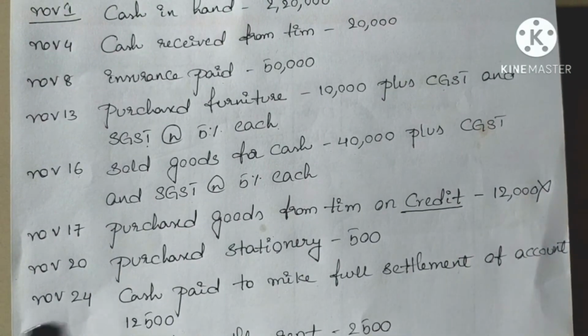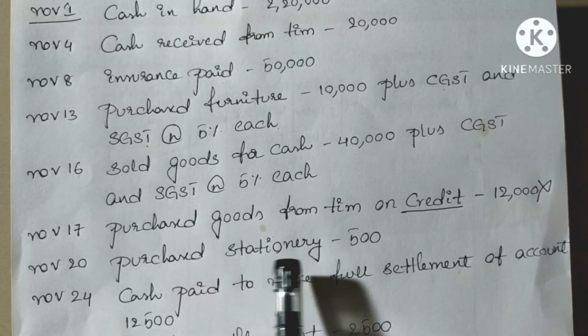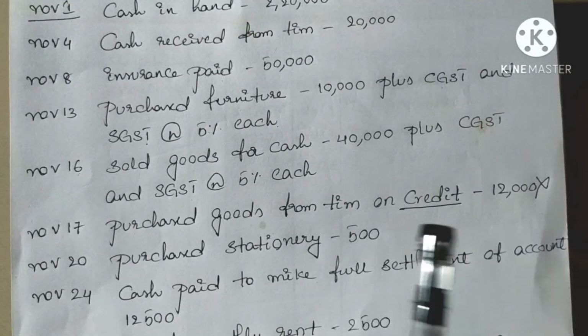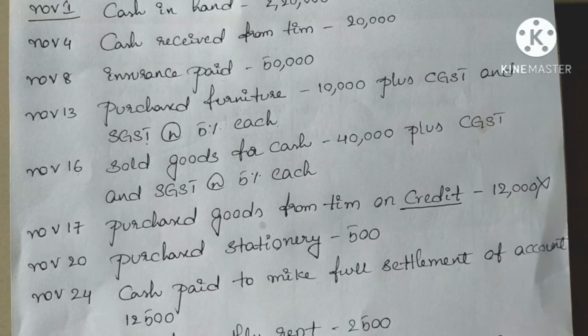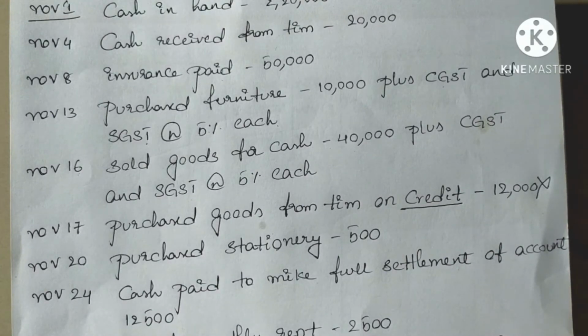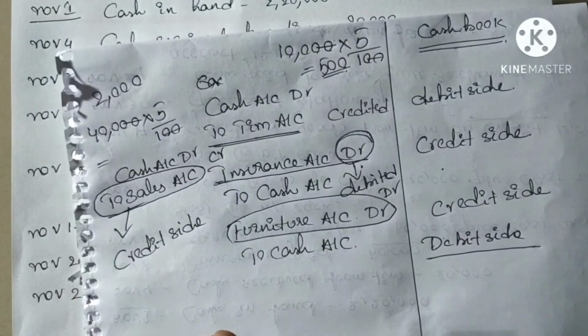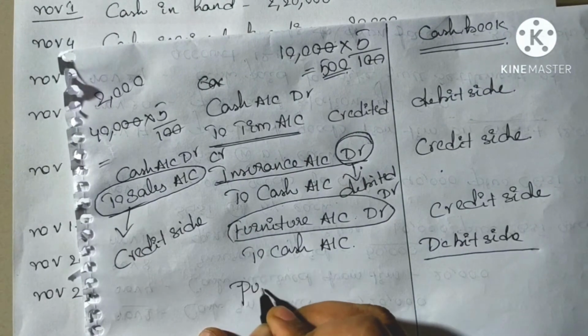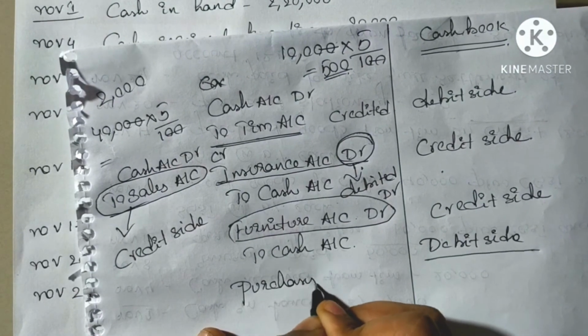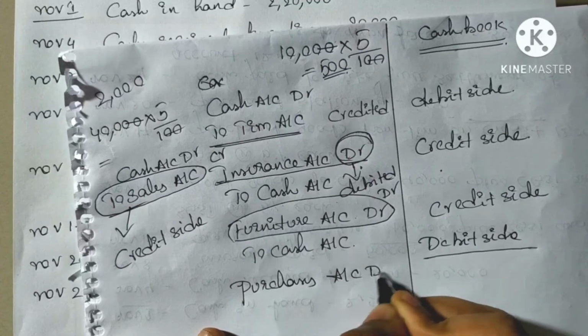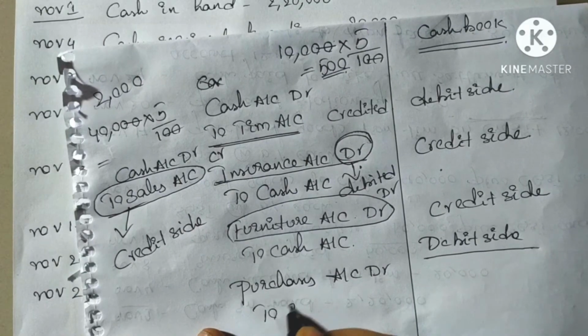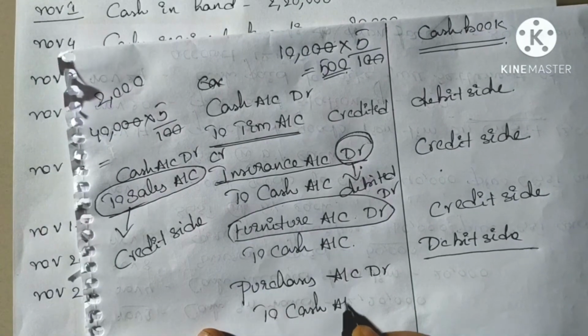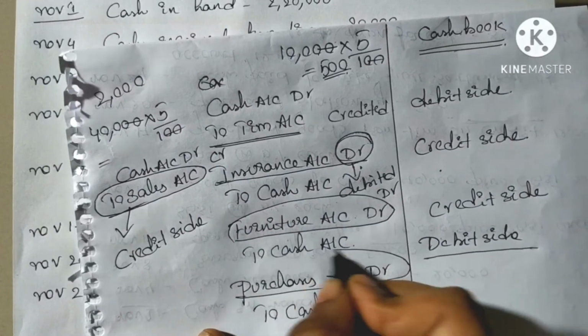Our next transaction is purchased stationery 500. So whenever we have purchased anything, that will come in the payment side. But anyways, we will prepare the journal and then we will post it in the cash book. So the journal entry would be purchases account debit to cash account. Here purchase is debited.